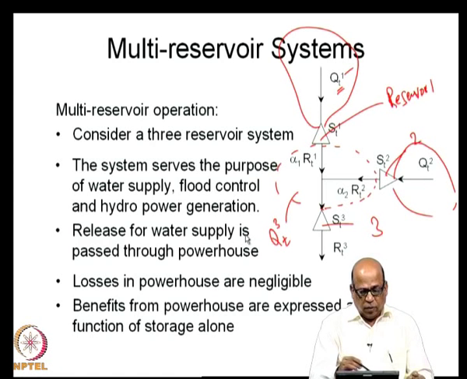Then release for water supply is passed through powerhouses. In general, it may happen that part of the release that you make for irrigation also goes through the powerhouse. Then we can neglect the losses in the powerhouse, although you can also account for them, it is not a great deal, you can just account for the losses as some percentage of the water that is released into the powerhouse and so on. For this simple problem, what we will do is benefits from powerhouse are expressed as a function of storage alone.